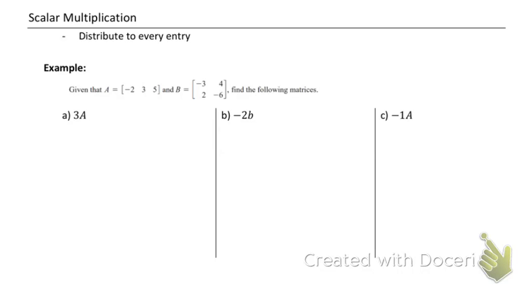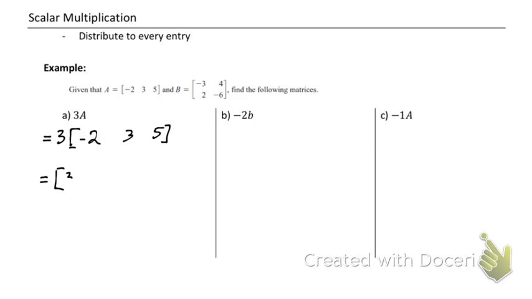First, I'm going to show a different way to write this. You can also write this as 3 times negative 2, 3, 5. You probably want to have this down in your notes because I can put this on the test, and sometimes it throws people off. It shouldn't, but sometimes this will throw people off versus having the 3 times A. Realistically, we're just distributing to every element in that matrix.